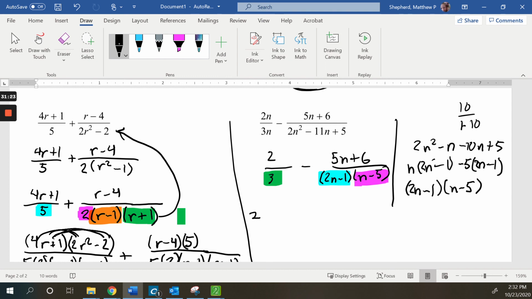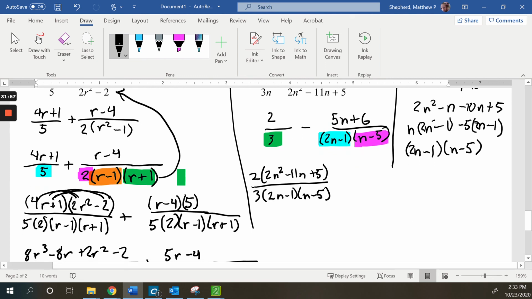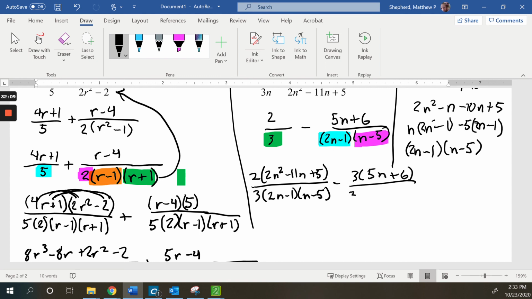And just like I did over here, to simplify my multiplying, I'm going to go ahead and just multiply it by what it was initially, the 2n squared minus 11n plus a 5, not in factored form because we want to combine the numerator first and then try to refactor it later. So I'm just giving myself ease of multiplication there, and then 3 times 2n minus 1 n minus 5, keeping that factored so that if later on it simplifies, I'm ready for that. Minus 3 times the 5n plus 6 all over 3 times 2n minus 1 n minus 5.